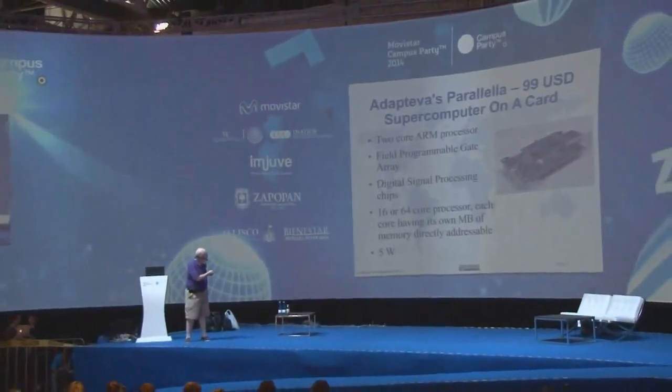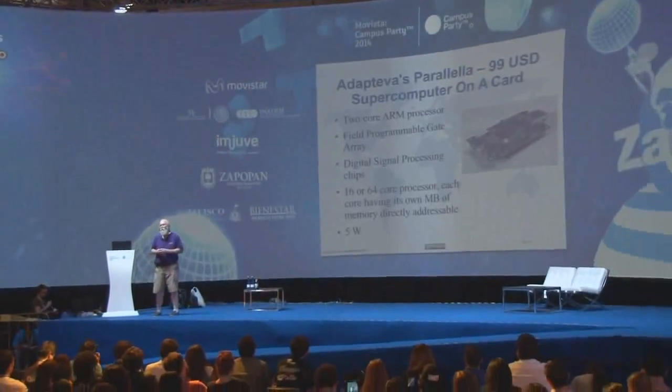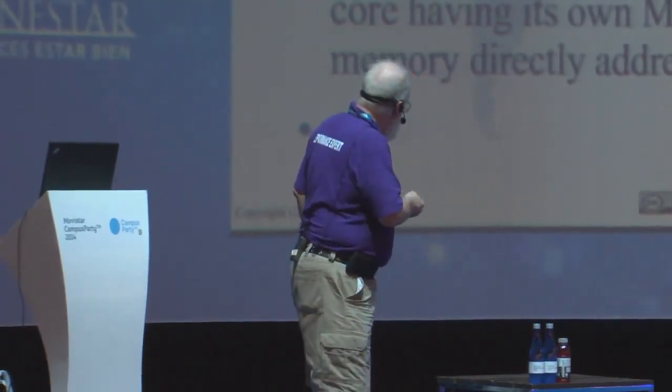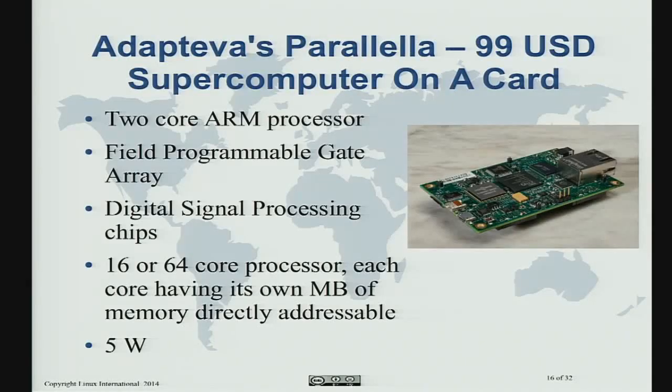It also has some digital signal processing chips on there. So you can make your own codec for doing video work or audio work. But it also has a little chip right there which has either 16 or 64 cores to it, where each core has 32 kilobytes of memory associated with only that core. So you could do massively parallel programming with this board that only costs $99 and only uses 5 watts of electricity.